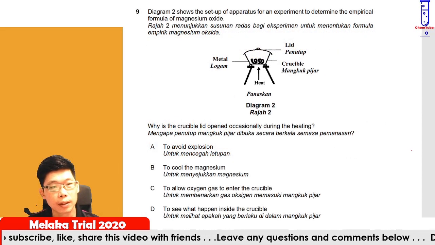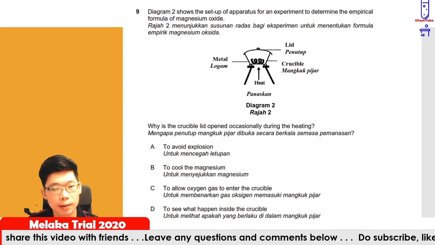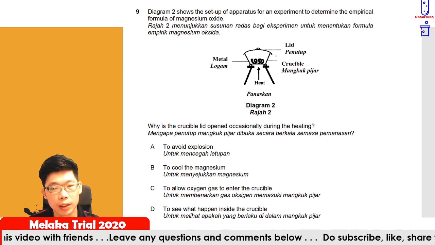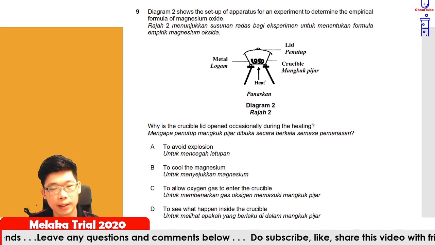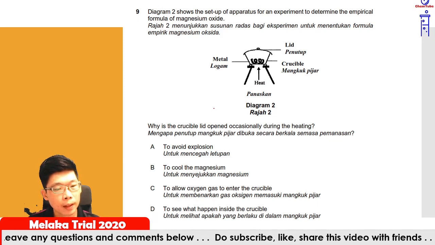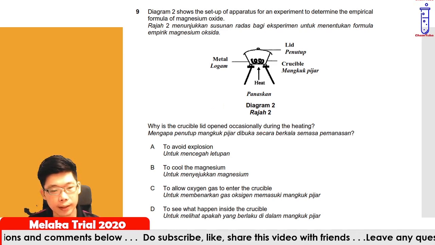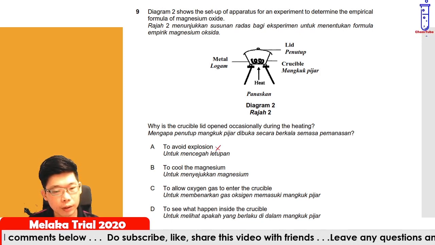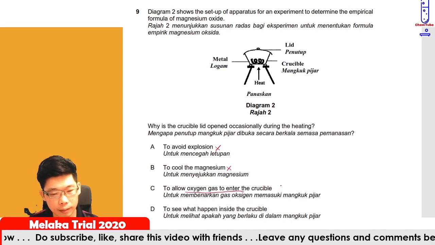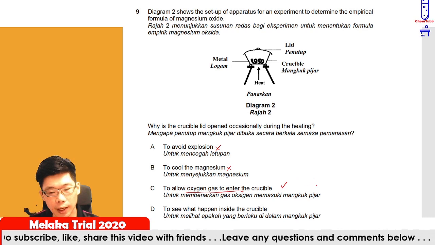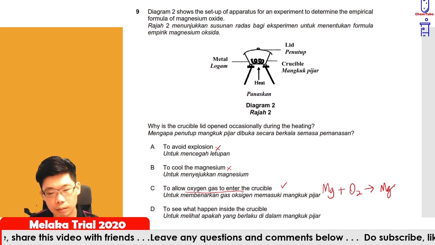Diagram 2 shows the setup of apparatus for the experiment to determine the empirical formula of magnesium oxide. So this apparatus is for reactive metals like magnesium, like zinc. Why does the crucible lid need to be opened occasionally during the heating? To avoid explosion? No. To cool down the magnesium? No. To allow the oxygen to enter the crucible? Yes, this is a process so that it can react. So magnesium can react with oxygen, so it forms magnesium oxide.